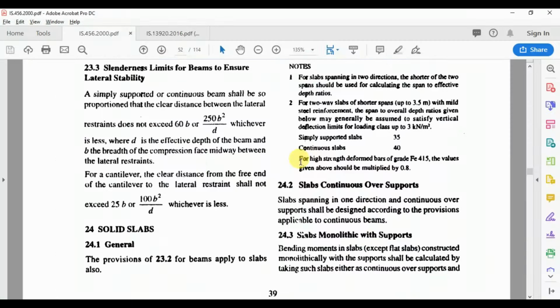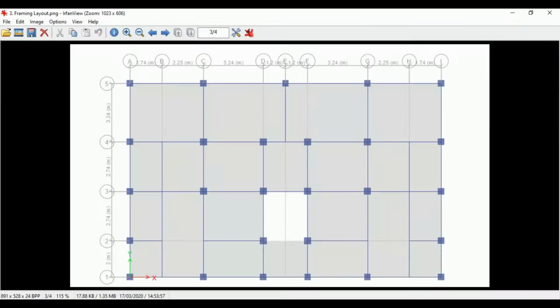So here it is, for high strength deformed bars, which is nothing but HYSD bars, the values should be multiplied by 0.8. Hence this L by D ratio, span to effective depth ratio, should be multiplied by 0.8. Hence we will be multiplying this L by D ratio with 0.8. And the other condition, that is for the two-way slab, for the shorter span up to 3.5 meter, is satisfied, because our effective span is 3.24 meter.